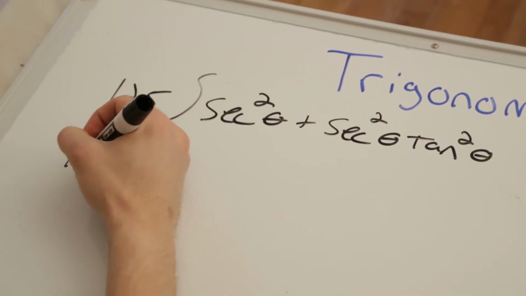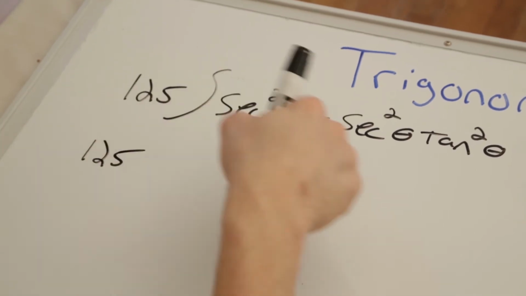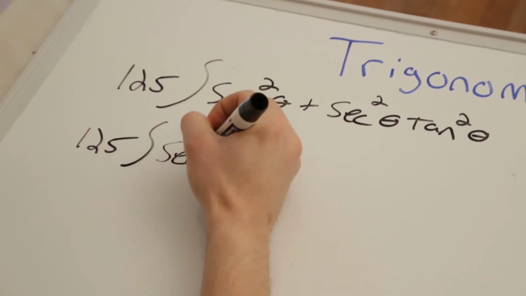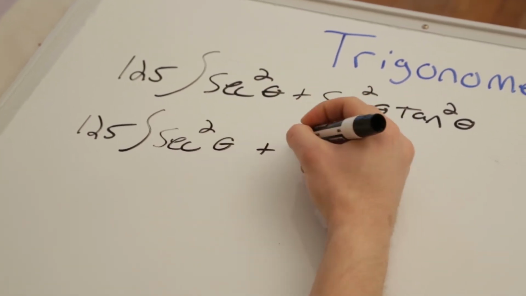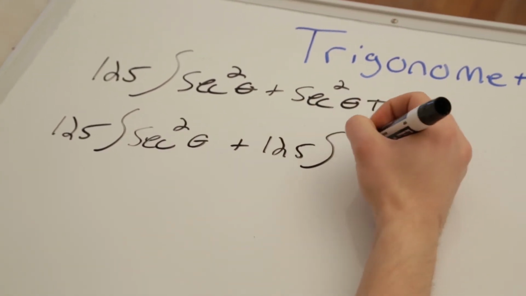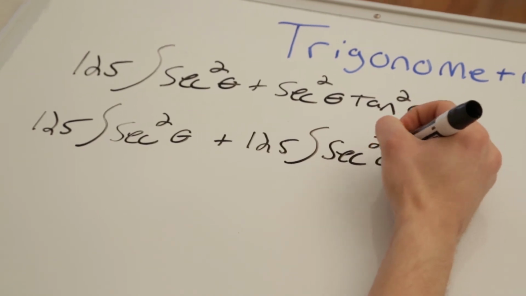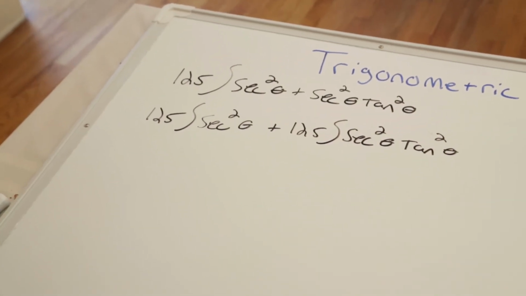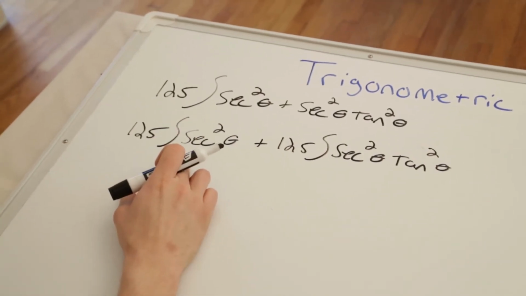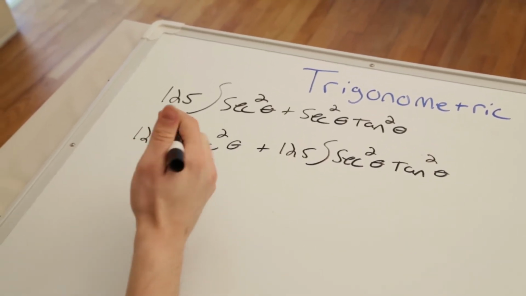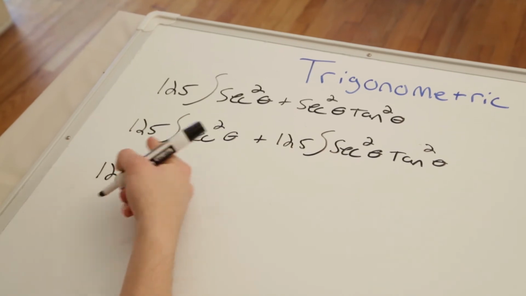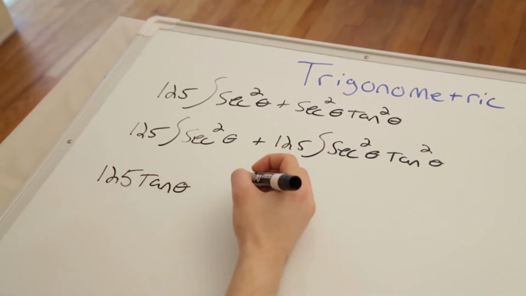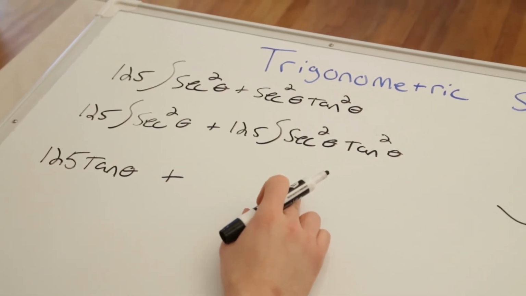So we really have 125, don't forget that this applies to both integrals now, this 125 here. So we have 125 integral of secant squared theta plus 125 integral of secant squared theta tan squared theta. Now this works out nicely because we know that the integral of secant squared theta is tangent theta. So we have solved this one already, 125 tan theta. Now on this side, we're gonna just use a simple u substitution.